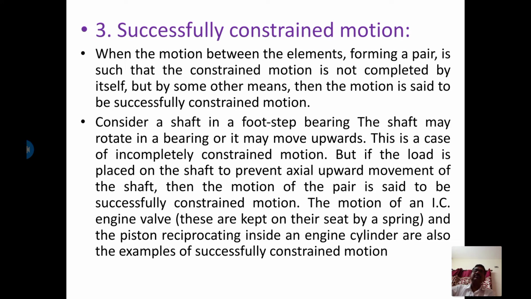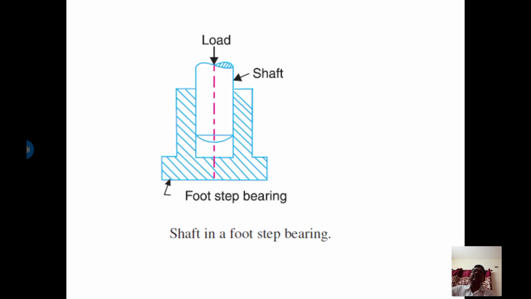Okay, IC engine valves are moving because of spring force only. So we prevent the motion in other directions by means of the spring or some other means. We are restricting the motion in the other direction, then it is called successfully or partially constrained motion. The example you can observe is this footstep bearing. When the load is applied, there is no upward motion, it will only rotate. That's why it is called successfully or partially constrained motion, the shaft in a footstep bearing.